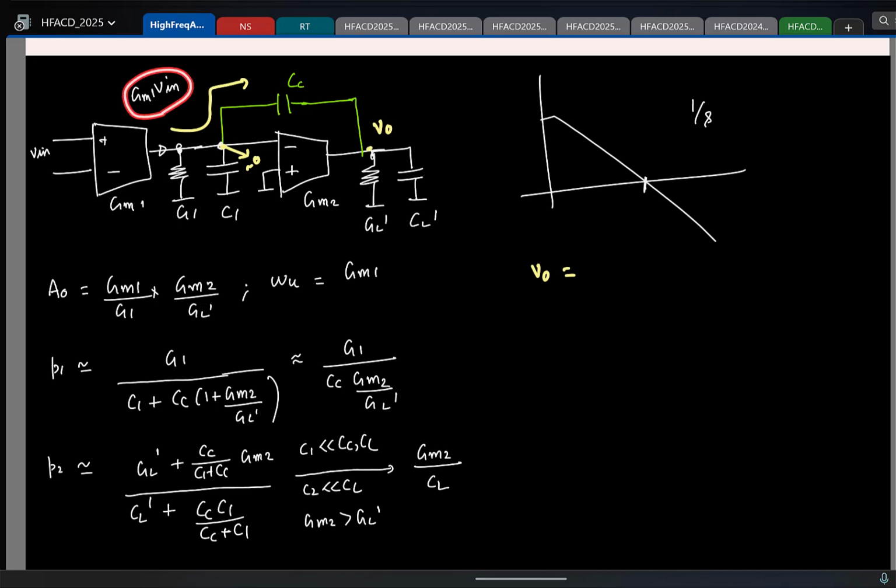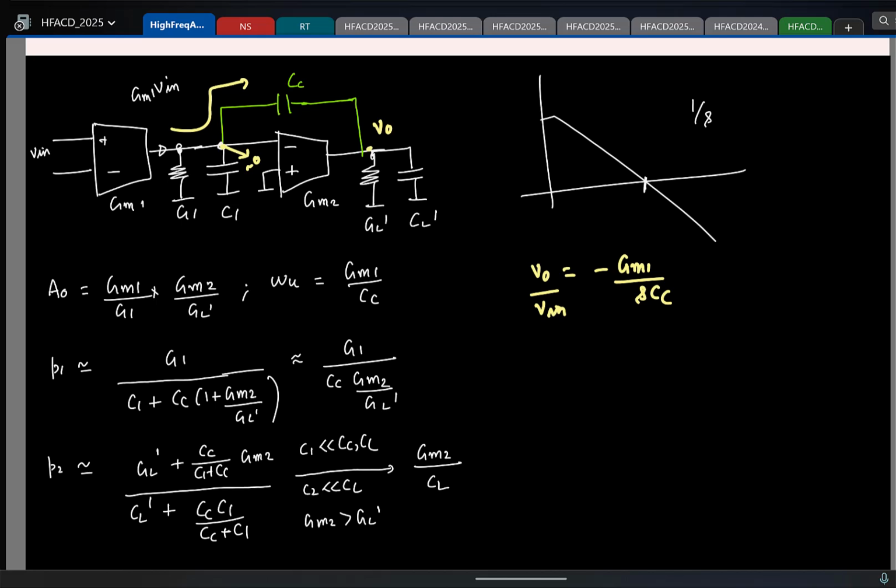I have a current GM1 V in flowing through the capacitor CC. V out is the voltage drop across the capacitor in the polarity I have marked. So what is V out? Minus GM1 V in. So now what is the unity gain frequency? V out by V in is minus GM1 by SCC, right? What is the unity gain frequency? Okay.